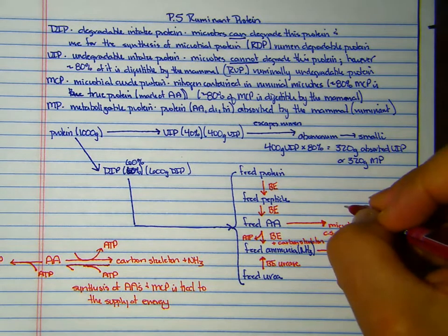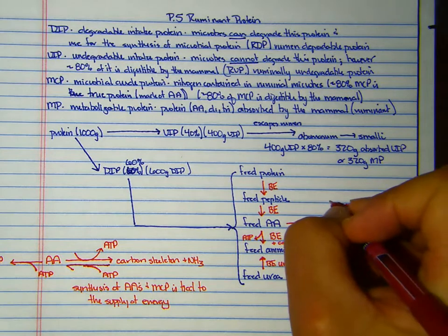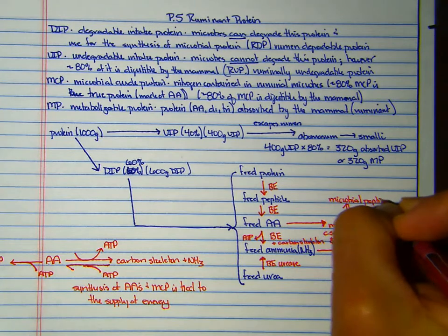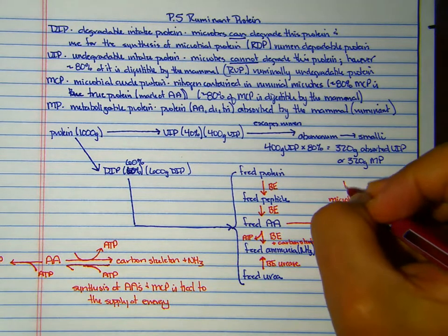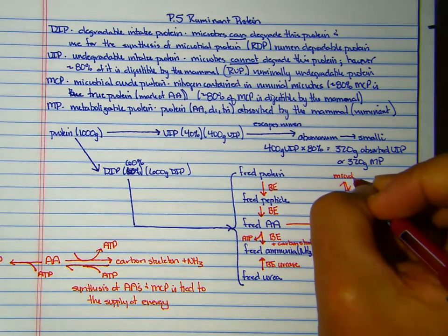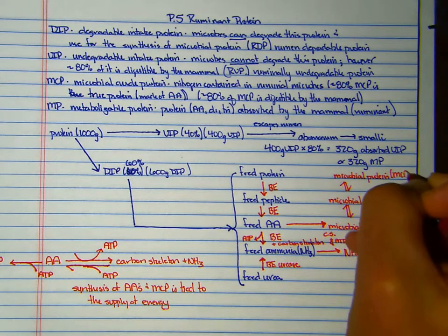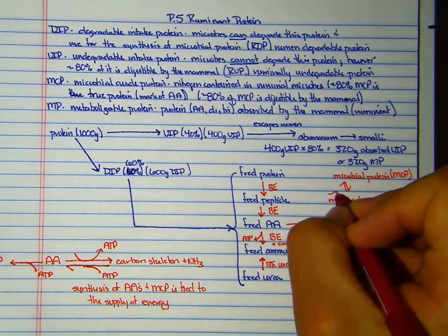Okay, we can then take this microbial amino acid. We can use it to synthesize microbial peptides. And so we're building microbes. As we build microbial peptides, we're building microbes. We're building their transporters, their enzymes, their structures. We're building actual microbes. And we can build that further, and we can make a microbial protein, or MCP. Okay? And this generally requires the input of energy.